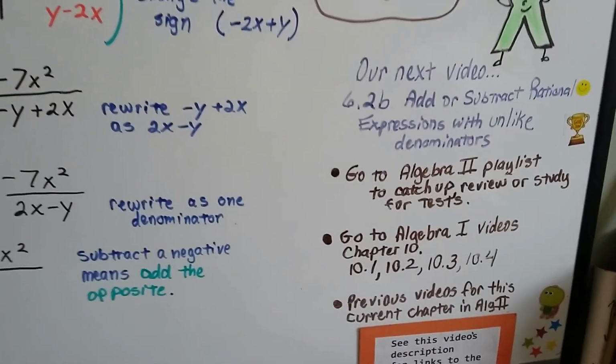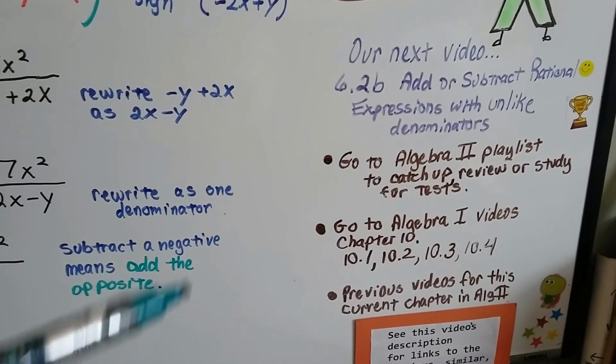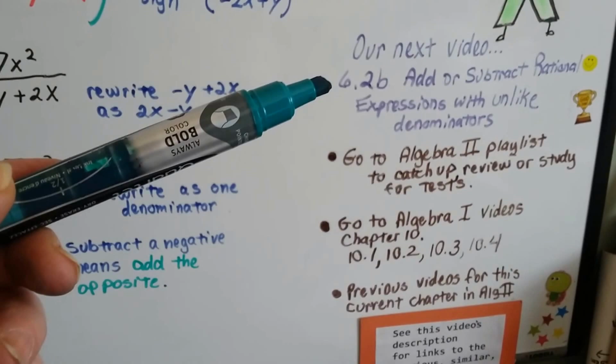Our next video, 6.2b, we're going to add or subtract rational expressions with unlike denominators.